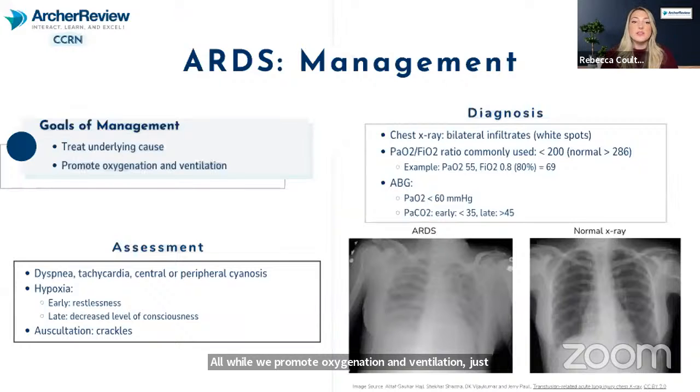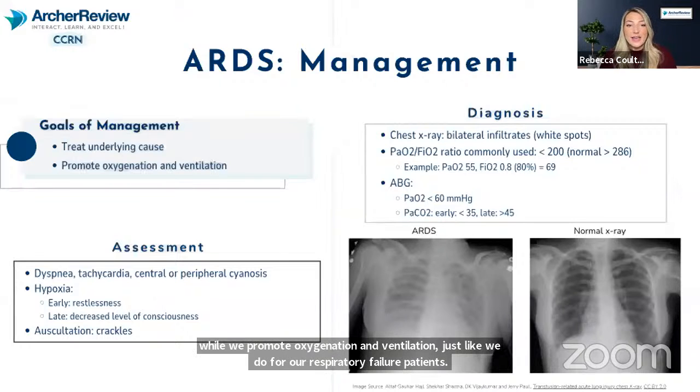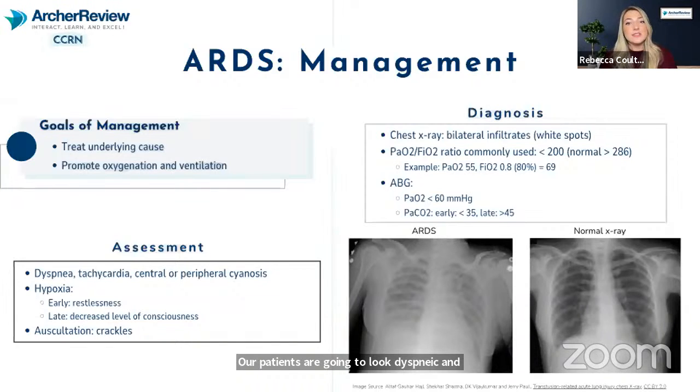Our patients are going to look dyspneic and tachycardic. They might have cyanosis, either centrally or peripherally. Hypoxia, we already talked about how the early sign of hypoxia is restlessness, and the late sign we're going to see is lethargy. So we need to look out for that with these patients. On auscultation, we'll always hear crackles because pulmonary edema is such a huge component of ARDS. Diagnostically, we're going to get a chest x-ray that is going to show these bilateral infiltrates or white spots.